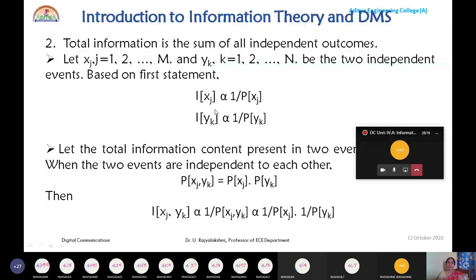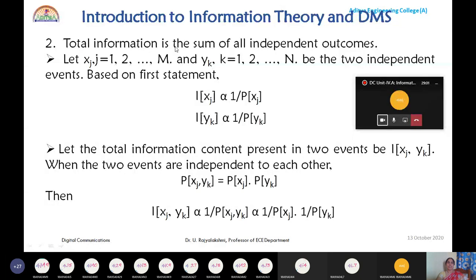So how did you get this relationship? From the first statement, the more the probability will have less information, and less the probability will have more information. So that's why you can represent I of Xj as inversely proportional to P of Xj. And similarly, for the event Yk, I of Yk you can write as proportional to 1 by P of Yk. Proportional to 1 by represents the inverse proportionality. Now, in the statement, these two events are independent of each other.